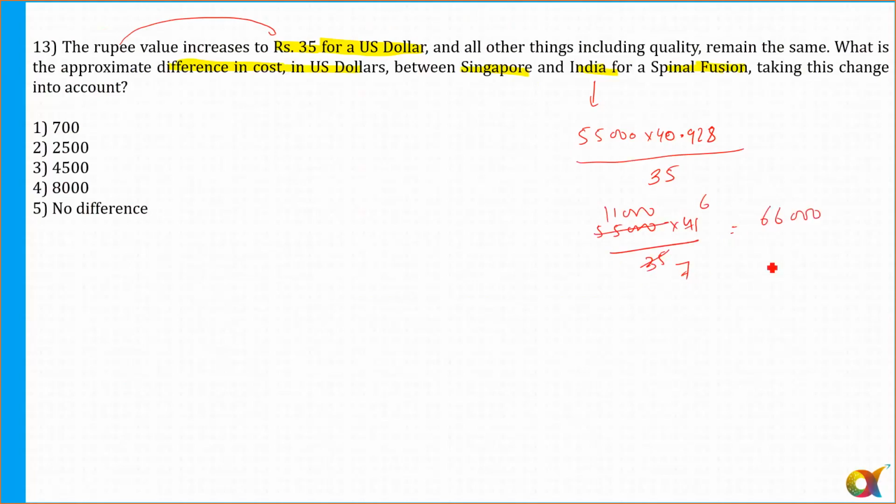That is 66. Okay, sorry, this is 5,500, not 55,000. It was 5,500. So let me make a correction. This is 5,500. So 1,100 into 6 is 6,600. So my answer should be approximately 9,000, because this was the cost of Singapore, minus approximately 6,600. What will it come to? 2,400. And the nearest option choice is option number 2, which is 2500. So the answer is option 2, which is 2500.